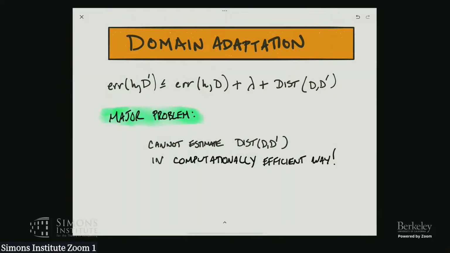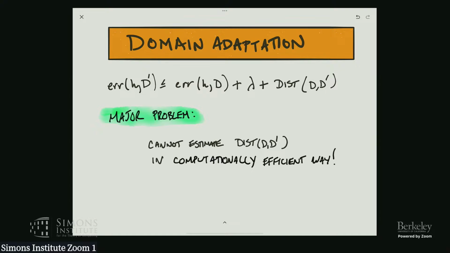Okay, and here's the major problem, in my opinion, with these results. It's that you can't estimate this notion of discrepancy distance between D and D prime in any computationally efficient way. Okay, and this is really a bummer. Think about it. Imagine that you actually wanted to use one of these generalization bounds in practice. Imagine you trained a classifier on some training distribution D, and you want to get some estimate for what its error is going to be on these unlabeled samples D prime that you have at your disposal. So you just want to plug things into this bound.